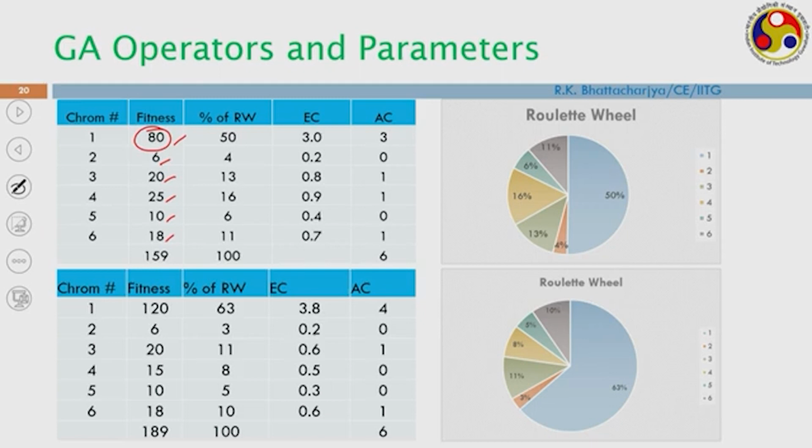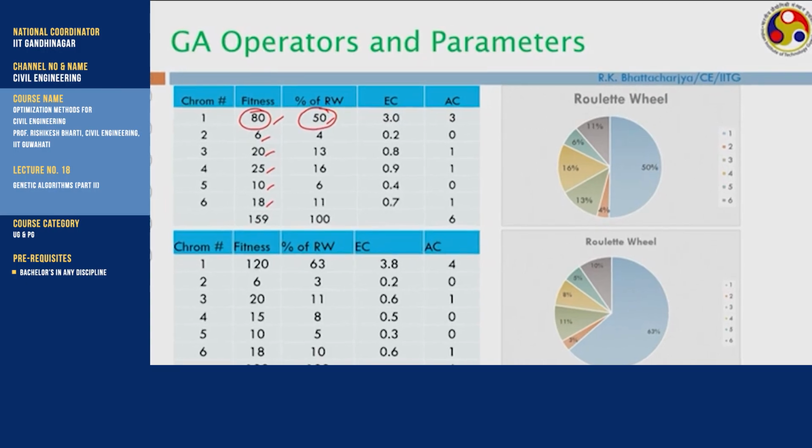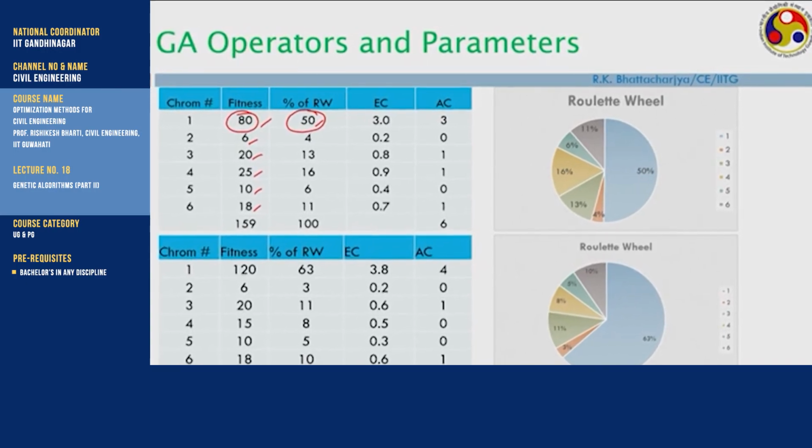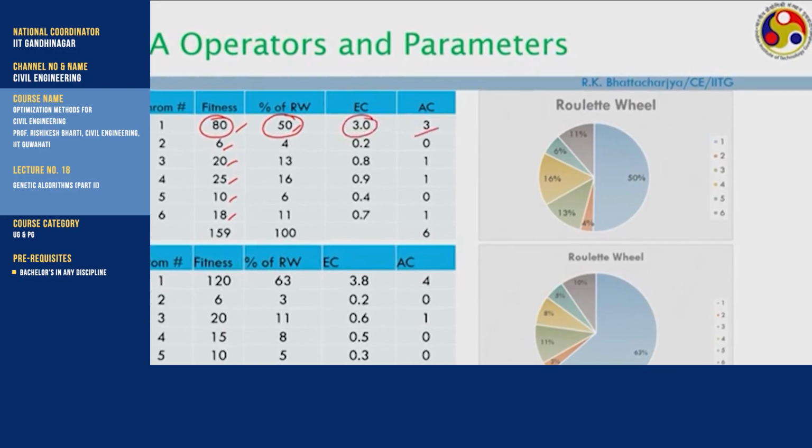Then what will happen? It will occupy a large area in the roulette wheel. Okay. So, it will occupy a very large area. In this case, you can see that it is occupying 50% of the roulette wheel. That means the probability of selection of that particular solution is 50%. Therefore, the expected count you are getting is 3. So, the actual count is also 3.